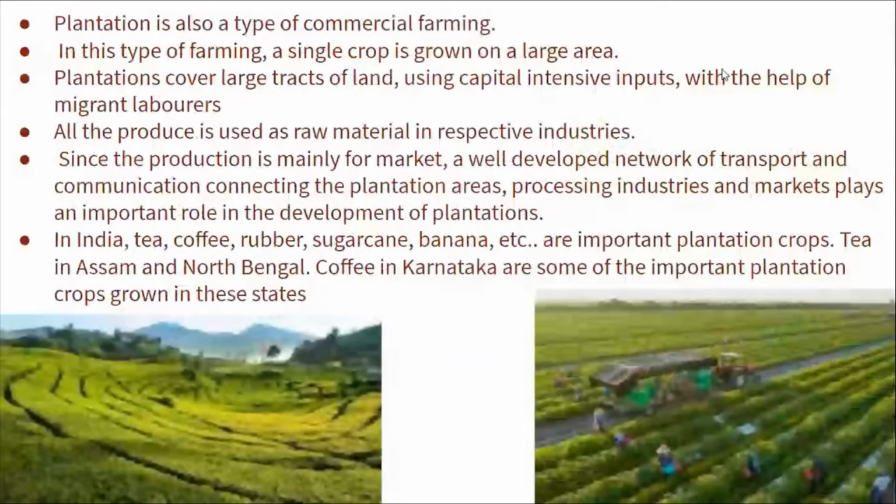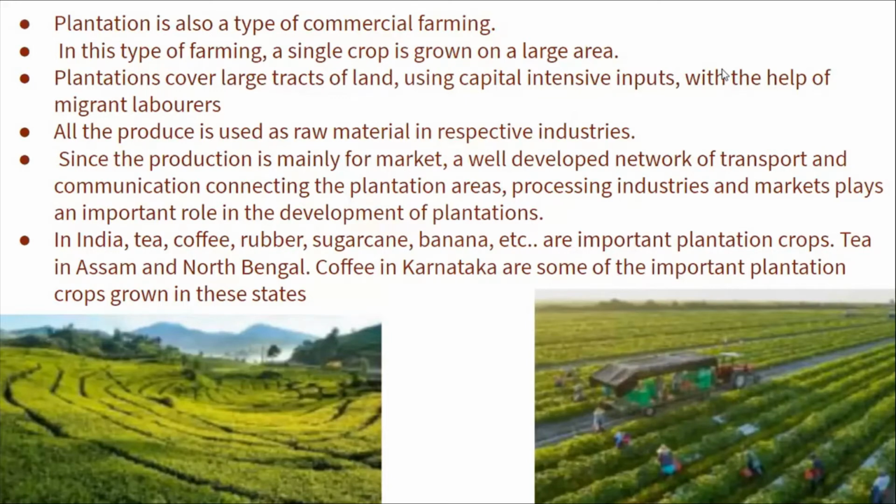Now, plantation comes under commercial farming. So what is plantation? A single crop is grown over a large area. If you see the picture, it will be clear to you. It covers large tracts of land. They use more intensive inputs with the help of migrant laborers. All the produce is used as raw material in respective industries. Since the production is mainly for the market, a well-developed network of transport and communication connecting the plantation areas, processing industries, and markets plays an important role in the development of plantations.